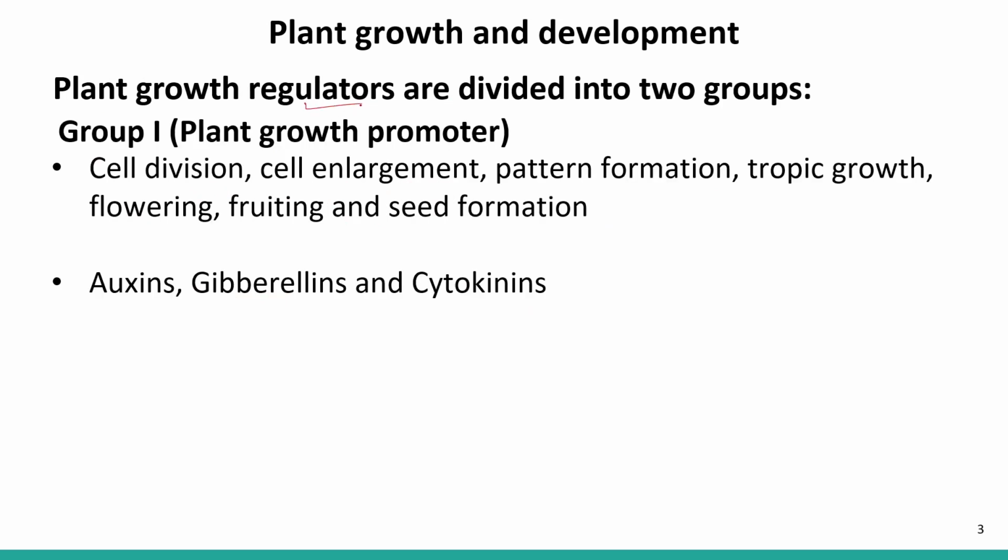Now, the plant growth regulators are divided into 2 groups. First group is the plant growth promoter. Within this plant growth promoter, what are the examples? Auxin, gibberellins, and cytokinins. These are plant growth promoters. And what are the functions? These hormones are involved in cell division, cell enlargement, or you can say cell elongation, pattern formation, and tropic growth. You can say phototropism, gravitropism. And then they are also involved in flowering, fruiting, and seed formation.